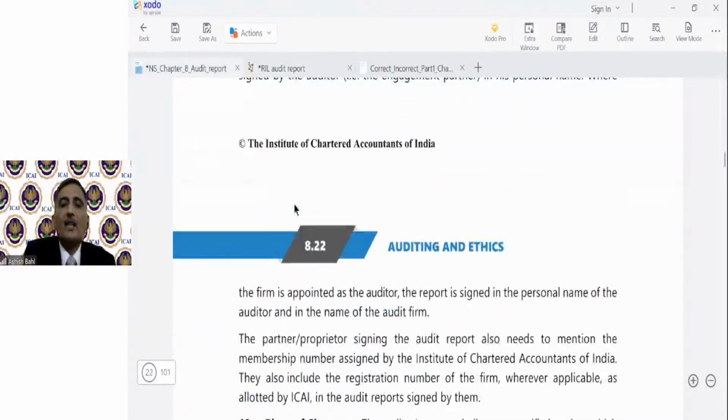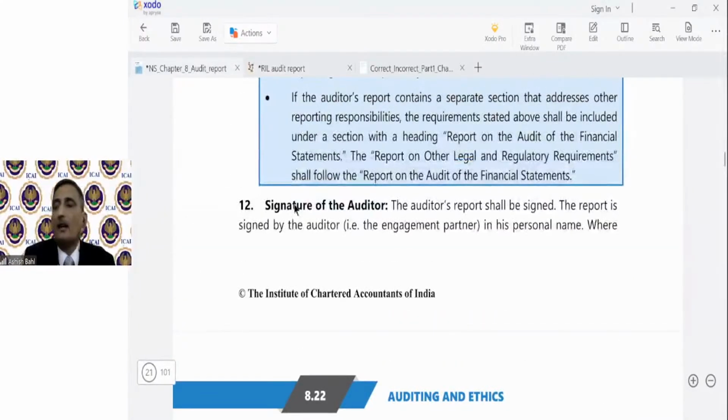Then there is the signature of the auditor. So auditor's signature is also an important part of the audit report. Without signatures, it doesn't carry any value. So therefore, SA 700 states that the auditor's report shall be signed. The report is signed by the auditor in his personal name.